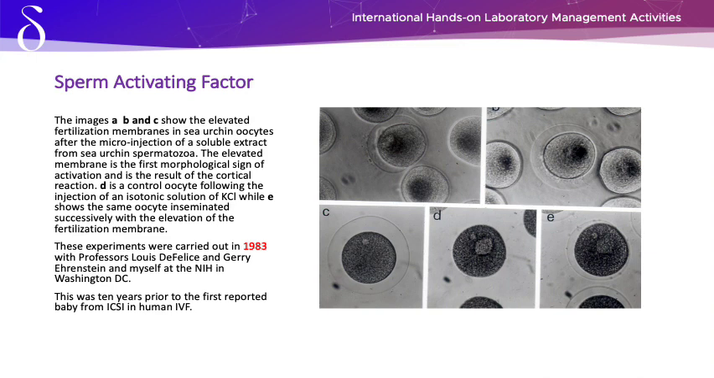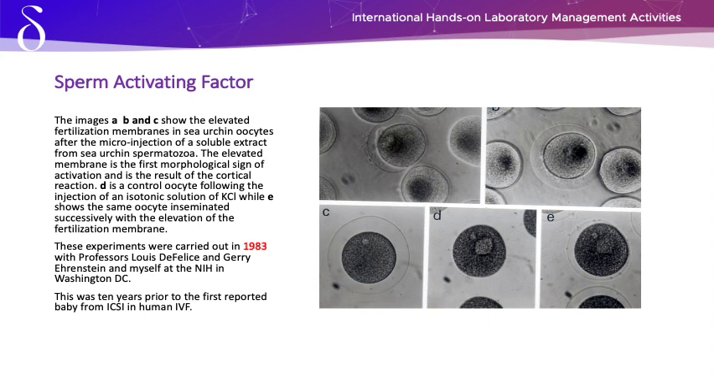So these photographs show sea urchin oocytes that were activated with sperm factor, and these were the first experiments to directly show that a sperm factor existed. We did this in 1983 in the States with Louis De Felice and Jerry Aronstein at the NIH in Washington, which was actually 10 years before the first baby was born with ICSI.